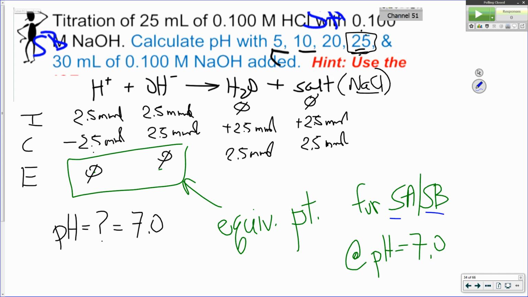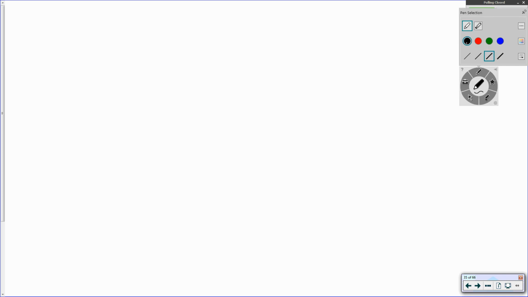Okay, we got one left to do. Let's do the 30 mils. So we're going to set up ICE again. So with the 30 mils of it, we've got our H plus and our OH minus, the water and the neutral salt.